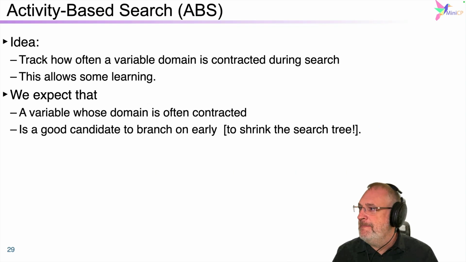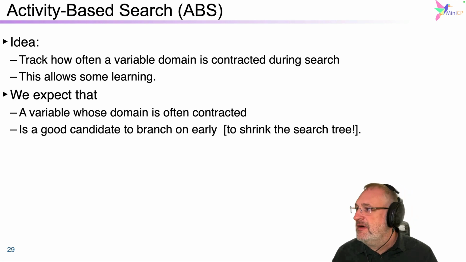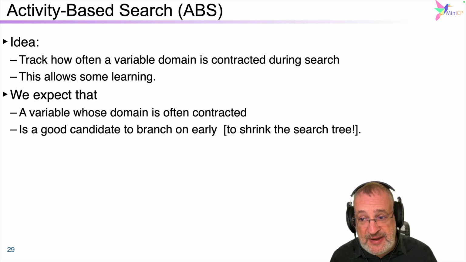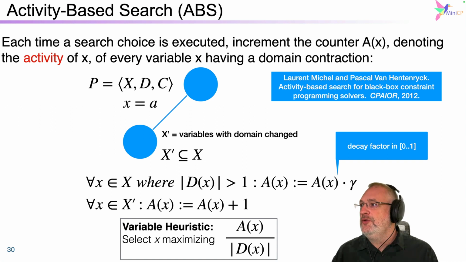Activity-based search, the main idea is that we'd like to see how often a variable gets contracted when we're searching. That is, how often it's involved in a fixed point computation and it loses value. Because this is going to tell us where we should focus our activity when it comes to selecting a variable. Because the variable whose domain is often contracted is necessarily a good candidate to branch on early in the search and have as much impact on shrinking the search tree. That's the basic idea. Now, how do we do this?